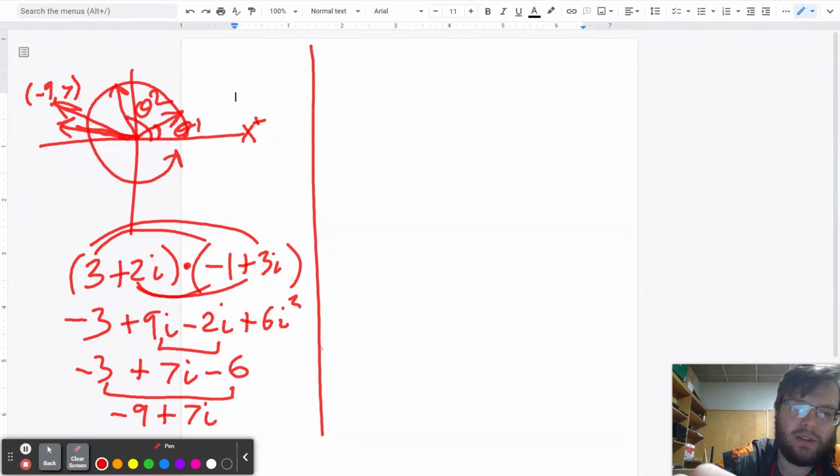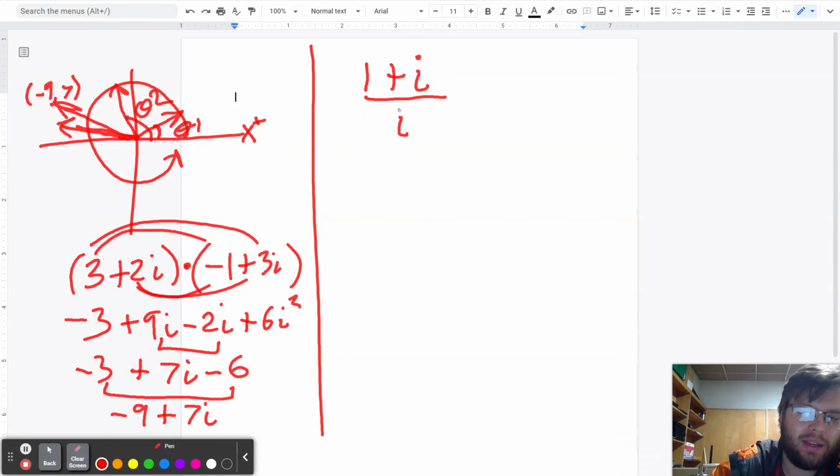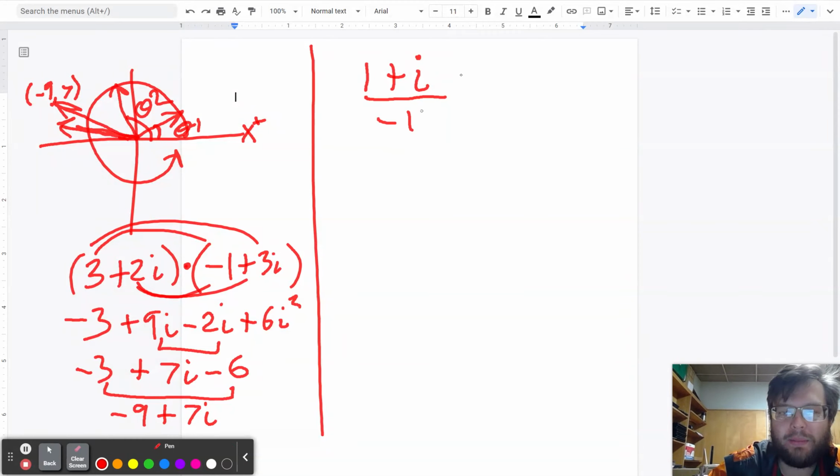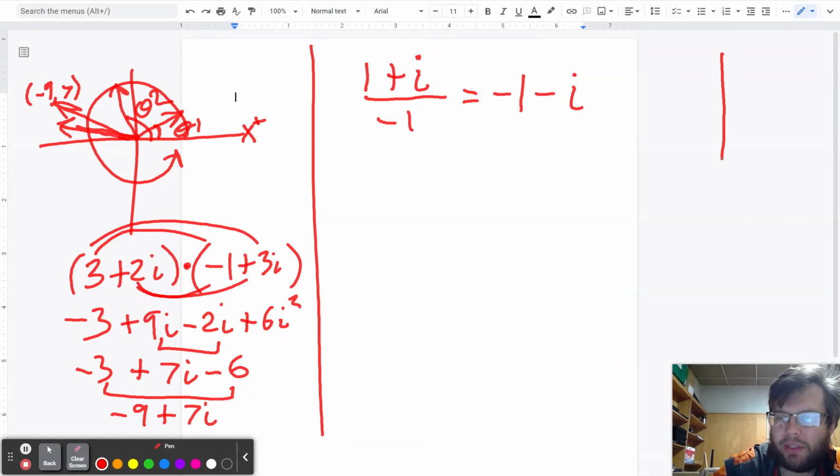I'm going to start with a pretty simple example. I'm going to do 1 plus i divided by... actually, I'm going to change my mind. 1 plus i divided by -1, because we know how to divide by a real number. We just do 1 divided by -1, and then we do i divided by -1. So let's look at a picture, see if we can generalize what's happening.